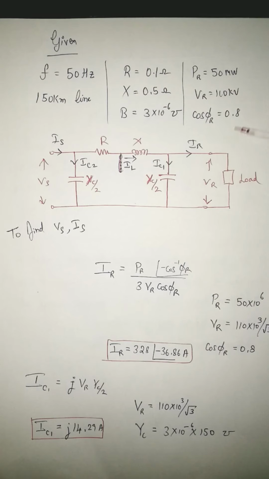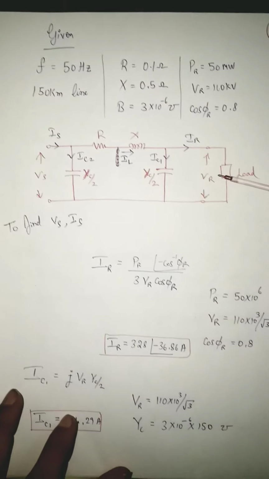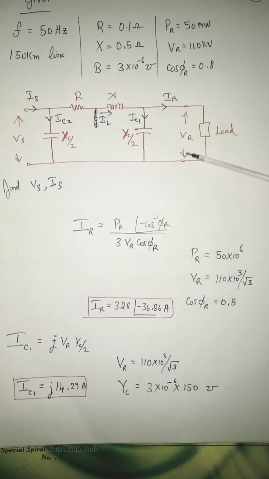Now this is the equivalent circuit that you've already seen, and here IC1 is the current flowing through this capacitor, IC2, sending end voltage, receiving end voltage, sending end current and then receiving end current. As you can see, our intention is to find Vs and Is in this problem. As usual, we start from the load end because load parameters are given to us. So I know the receiving end voltage, but I don't know the receiving end current.